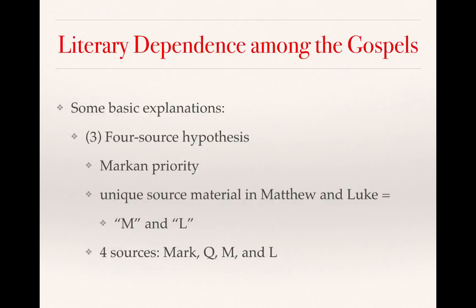A third example is sort of a modification of the two-source hypothesis, which we just discussed. It's called the four-source hypothesis. It suggests that Mark was written first, and that then there is actually unique source material in Matthew and Luke, known as M and L. So this results in the view that there are four sources: Mark, Q, M, and L, and that these sources have been combined in different iterations in what we now know as the New Testament Gospels.